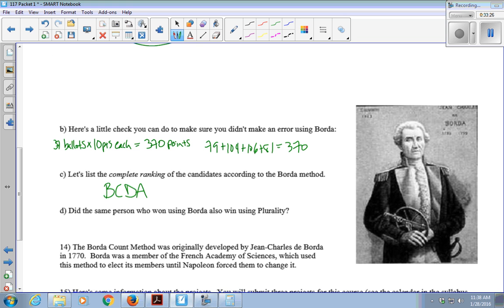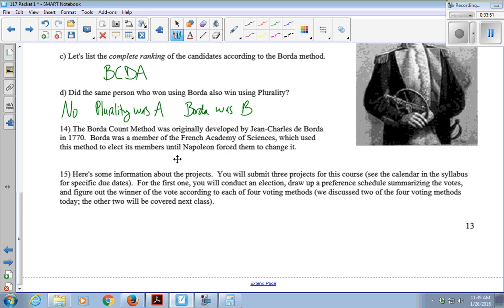Did the same person who won using Borda also win using plurality? No, who won using plurality? A, and now B won using Borda, right? So no. Plurality was A. Borda was B. So I guess that means that voting is just not quite as straightforward as we thought, right? We tally the winning. 2 different methods lead to 2 different winners.